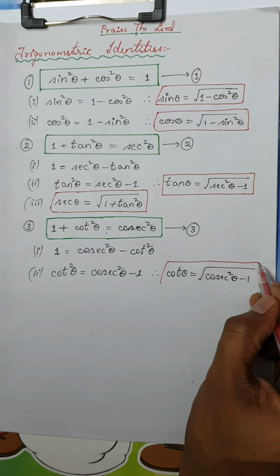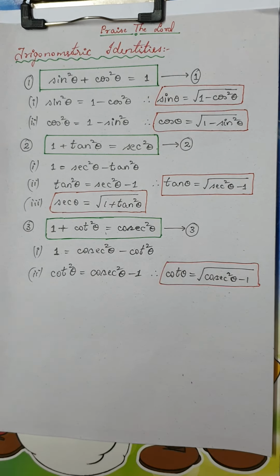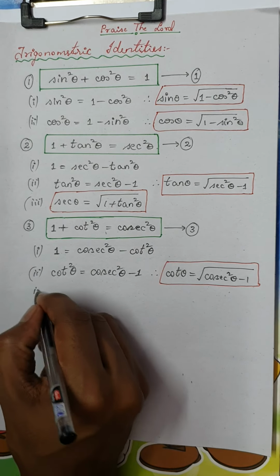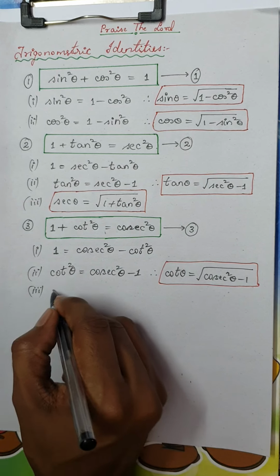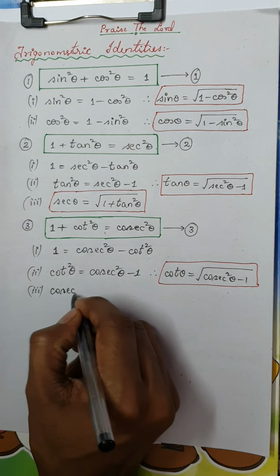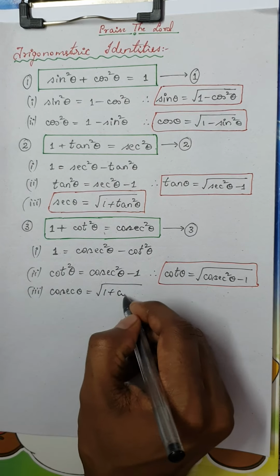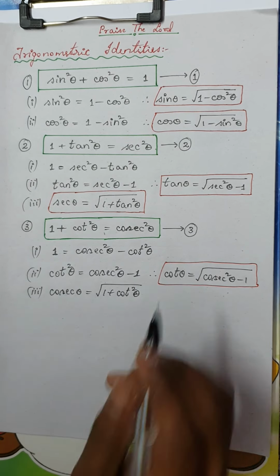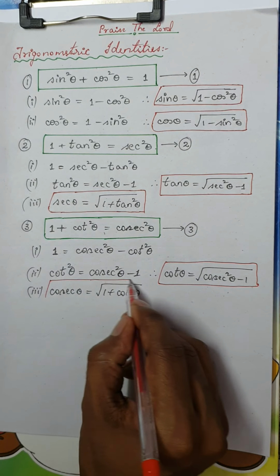Because these are important formulas. Okay, that's it. Not much you have. You have one more thing. Usually we can see here. If you have 1 plus cot square is cosecant square, so your cosecant theta will be root of 1 plus cot square theta. So this is the other way of writing the same identity.